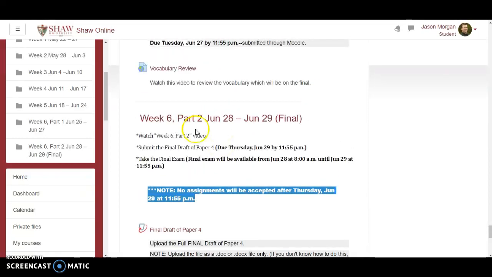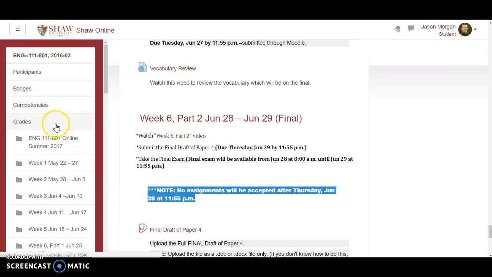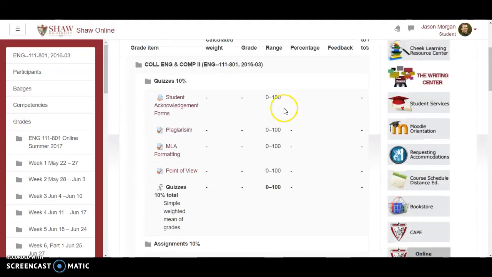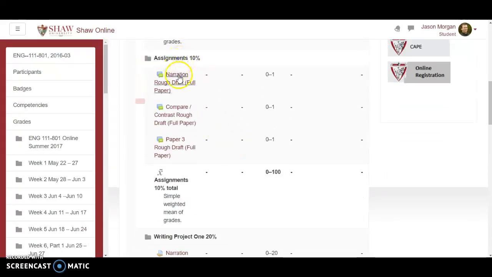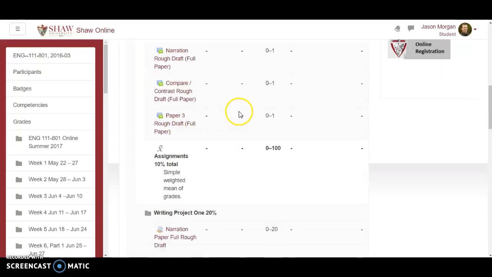Speaking of grades, at any time during the semester you could have gone and seen what your grades are. To break it down again, we had some quizzes. The student acknowledgement form actually counted as a quiz grade, and we had some on plagiarism and MLA formatting. That was 10% of your grade. Then you had your assignments. 10% of your grade is based on whether you participated in helping other students, uploading their papers and giving feedback.